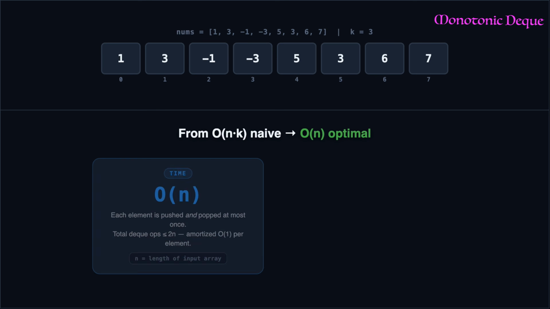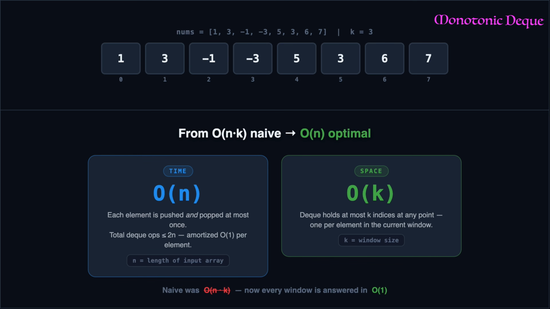Now the time complexity of this approach is O(n) because each index is pushed exactly once and popped at most once, giving us an amortized O(1) per element. Space complexity is O(k) because the Deque holds at most k indices at any given time.